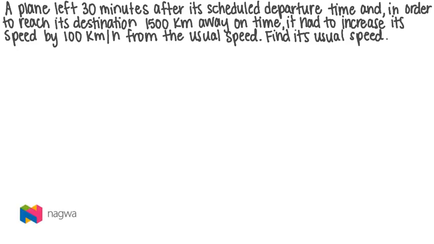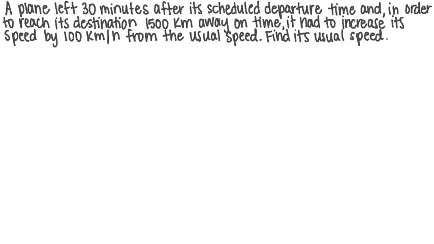A plane left 30 minutes after its scheduled departure time, and in order to reach its destination 1,500 kilometers away on time, it had to increase its speed by 100 kilometers per hour from the usual speed. Find its usual speed. So essentially we have this plane that left late, so it had to increase its speed so that way it would still arrive on time.